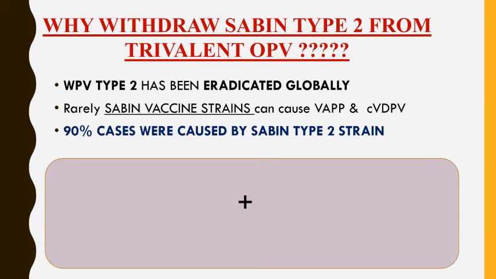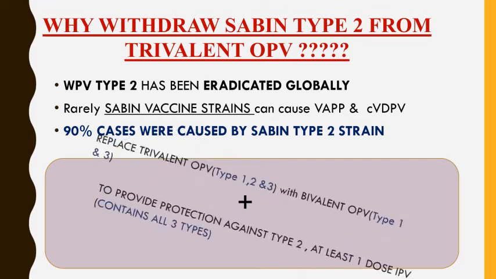So why do we want to withdraw Sabin type 2 from trivalent OPV? As we know, the wild poliovirus type 2 has been eradicated globally. And as I said earlier, rarely Sabin vaccine strains can cause VAP and circulating vaccine-derived poliovirus. And it was found that in 90% of the cases, these were caused by Sabin type 2 strain.